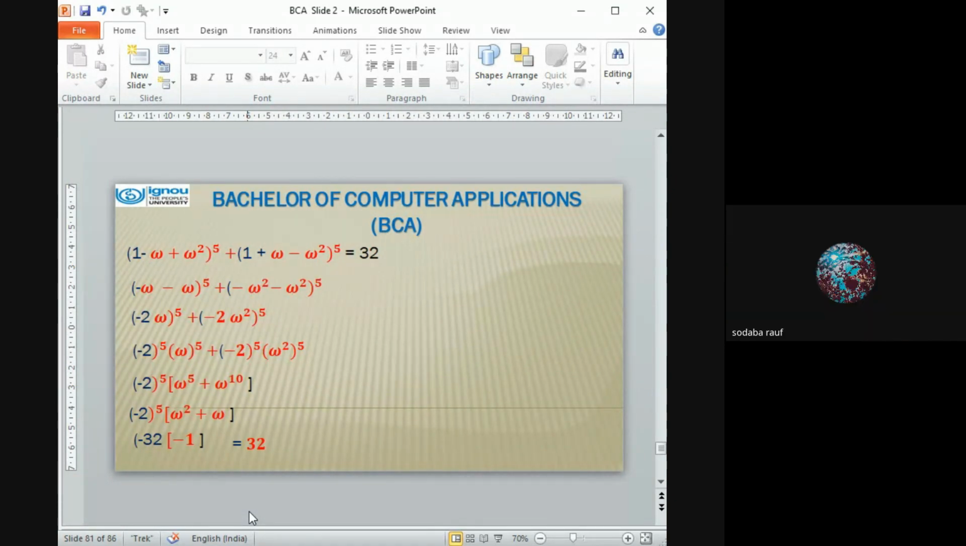We can change omega 5 to omega cube into omega 2. Omega cube equal to 1, and 1 into omega 2 is omega 2 plus omega 10. And we change that omega 10 is equal to omega, and minus 2 to the power 5 is equal to minus 32, because minus to the power 5 is equal to minus, not plus. And we have 1 plus omega plus omega square equal to 0, and omega plus omega square equal to minus 1. Minus 1 into minus 32 equal to 32.